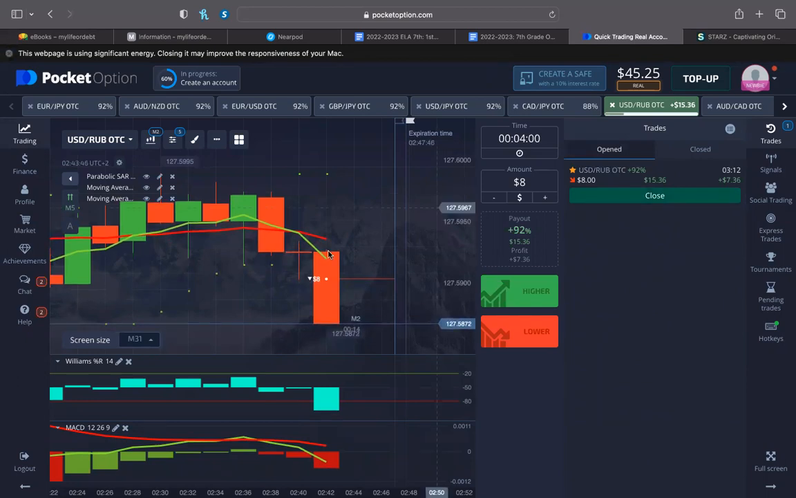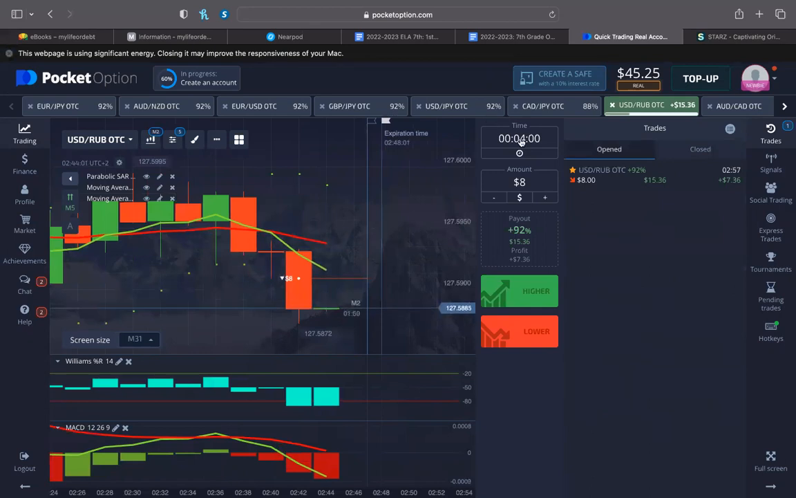All right, so I have added on to my strategy. On the top, I'm still using the parabolic SAR, and what I'm looking for is step number one. I want the PSAR to flip over. I'm currently trading on the 2 minute chart for 4 minutes. The PSAR has flipped over.